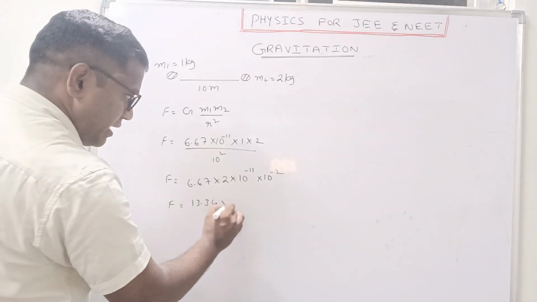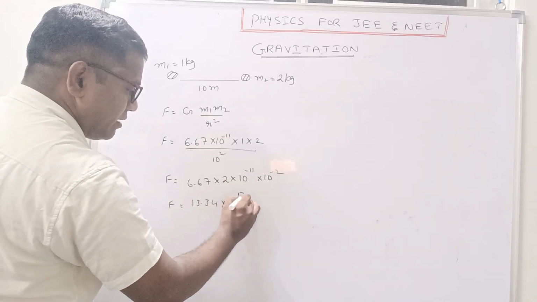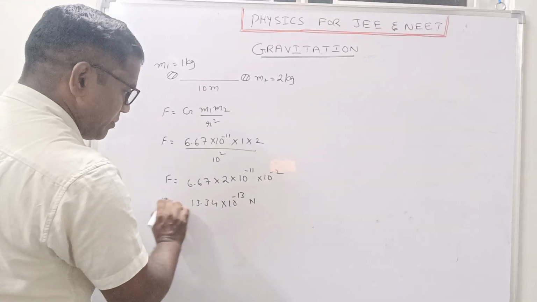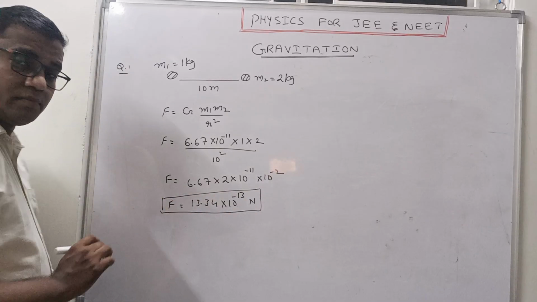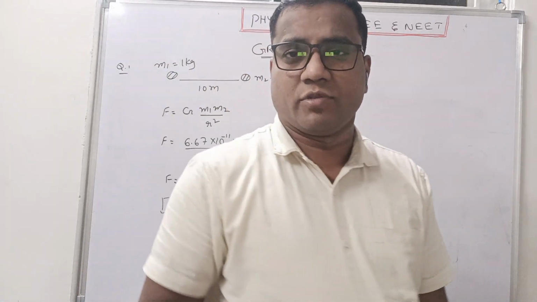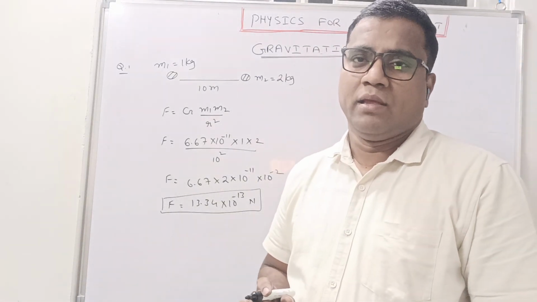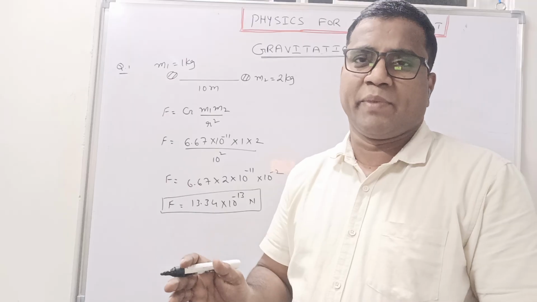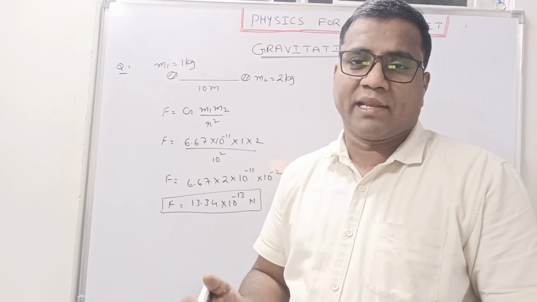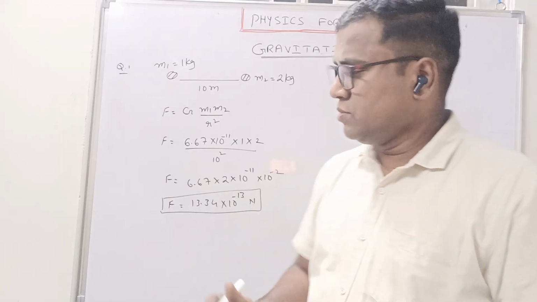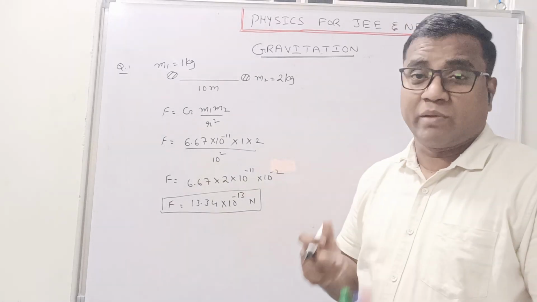13.34 into 10 power minus 13 Newton. This will be the force. Clear? A basic numerical when two bodies are separated by distance r. So how to calculate the force between the two? This one. Now we will see one more question.